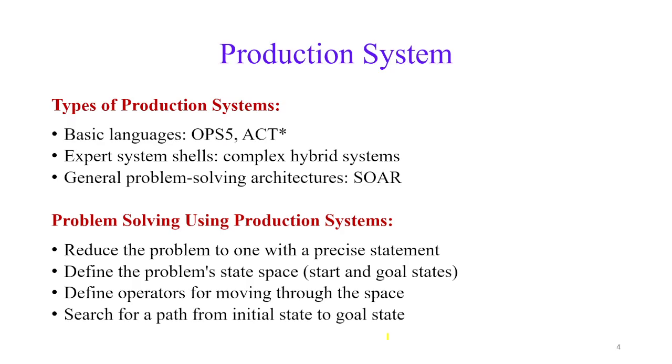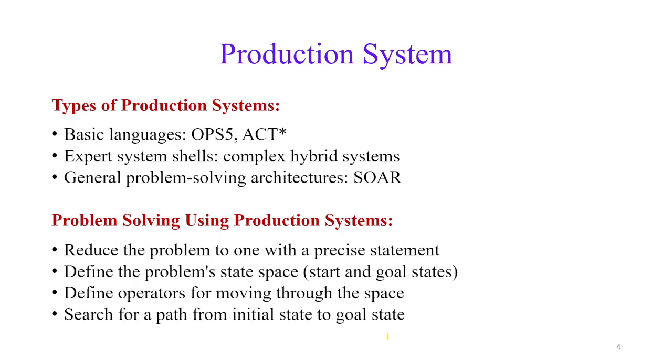The third category is the general problem solving architecture. The example is SOAR, which stands for State, Operator and Result. It was developed at the University of Michigan. It was a unified cognitive architecture. Unlike the expert system shells, it can handle a wide range of tasks, from playing games to controlling robots, using a single consistent architecture built on the production system principles.